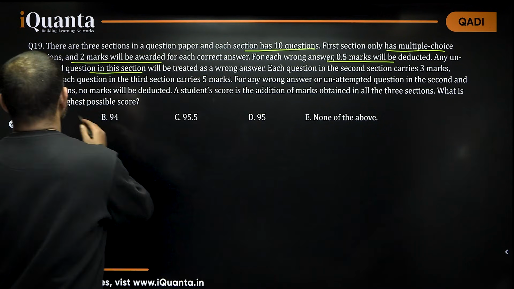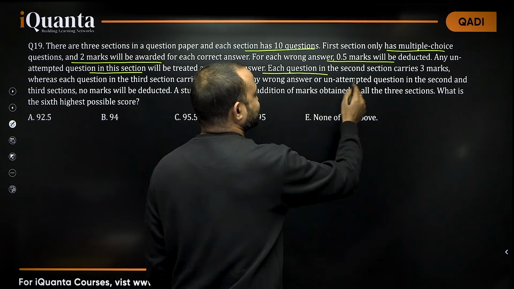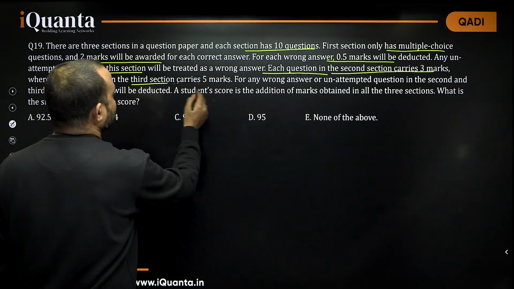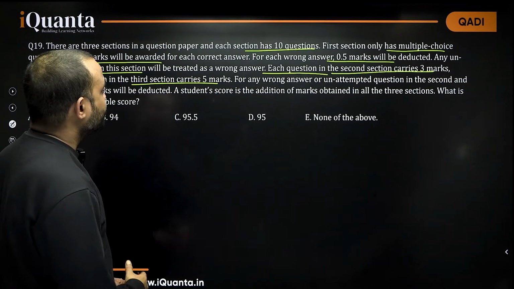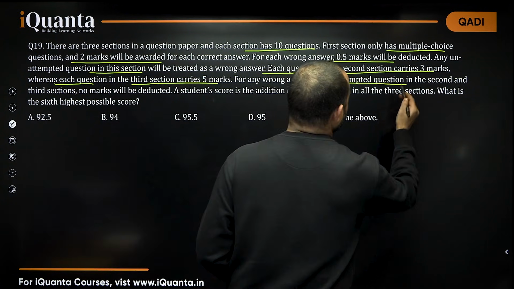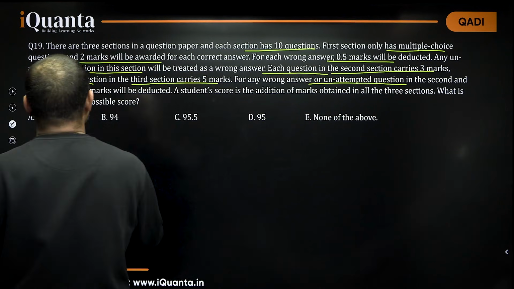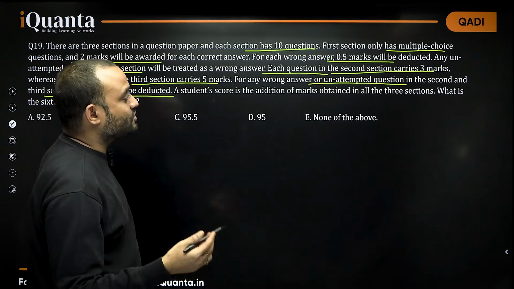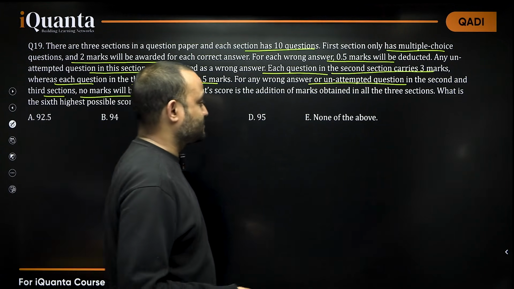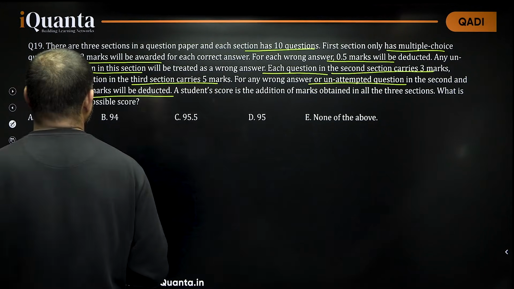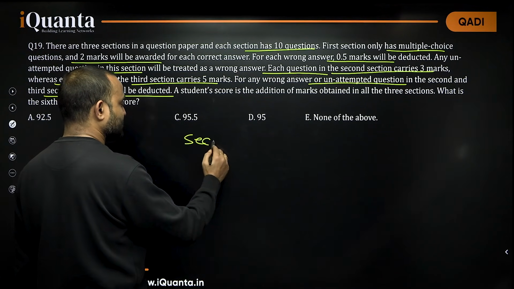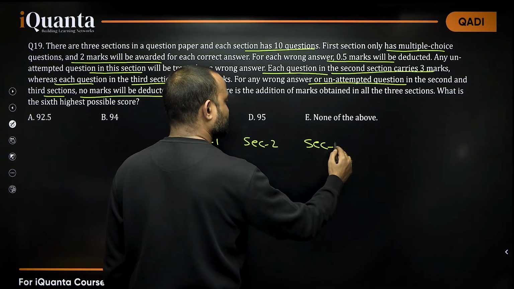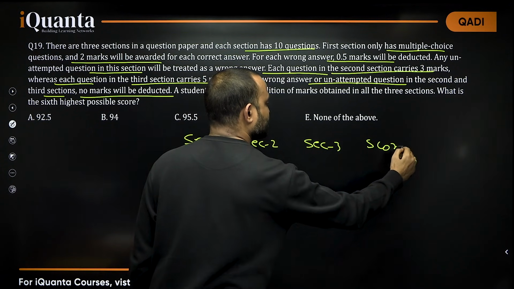Then it says each question in the second section carries 3 marks, whereas each question in the third section carries 5 marks. For any wrong answer or unattempted question in the second section and third section, no marks will be deducted. A student's score is the addition of marks obtained in all the 3 sections. Okay, what is the 6th highest possible score? So we have section 1, section 2, section 3, and the total score.